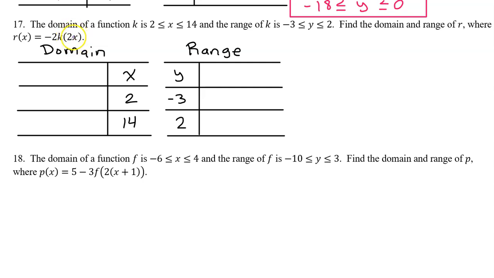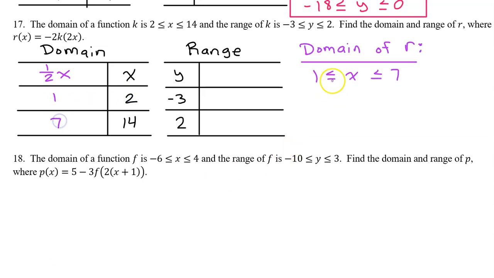This is going to be a horizontal dilation by a factor of 1/2, because all of the horizontal transformations are the opposite of the way they look in the equation. So I can find the new endpoints of the domain by multiplying the old endpoints by 1/2. So that's going to be 1 and 7. So here is the domain of R.